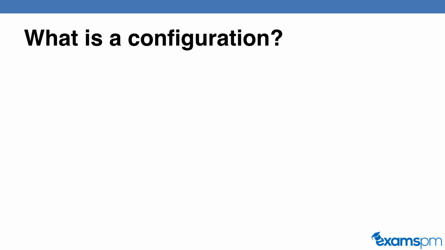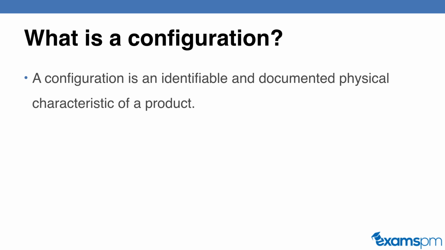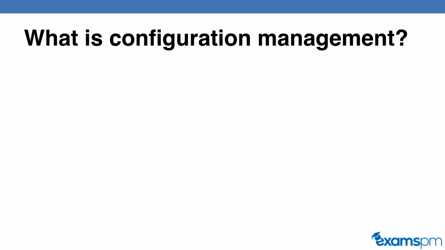Now, as we begin our discussion on what is configuration management, let's first talk about what is a configuration. A configuration is an identifiable and documented physical characteristic of a product. So let's say we were building a car, a configuration of the car is that it has 4 wheels underneath. And so now that we know what a configuration is, let's talk about what is configuration management. And the best way to understand this is with an illustration.